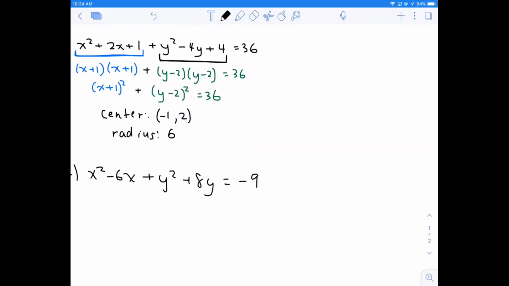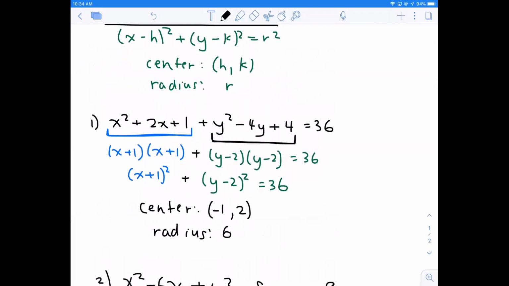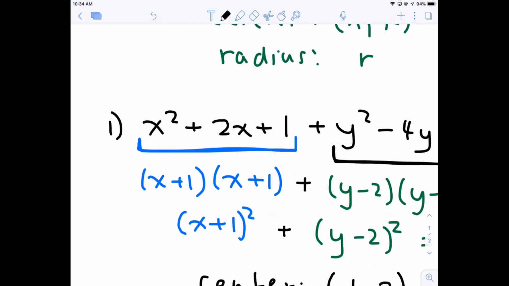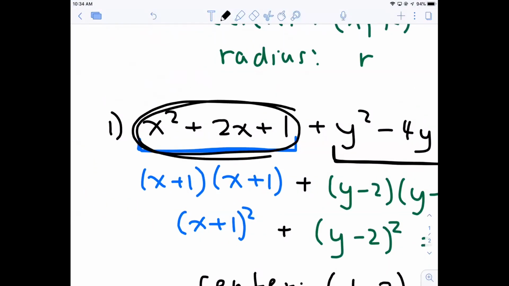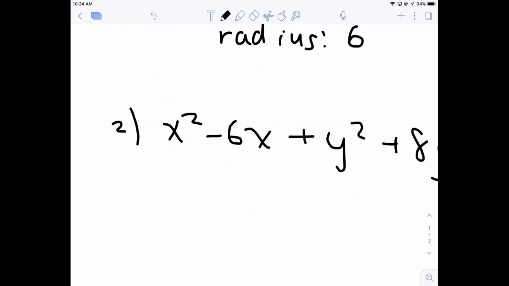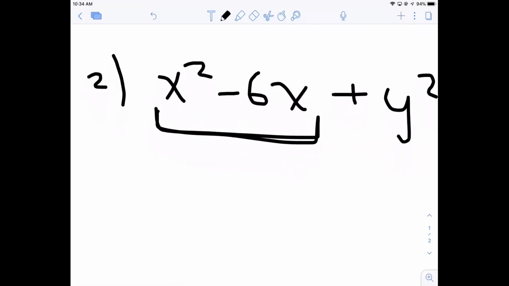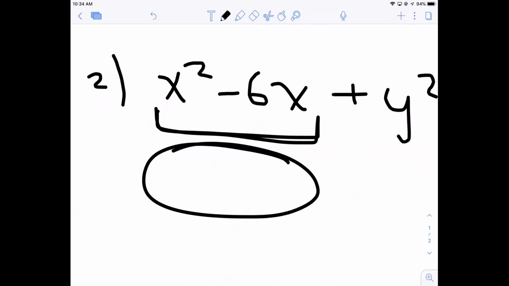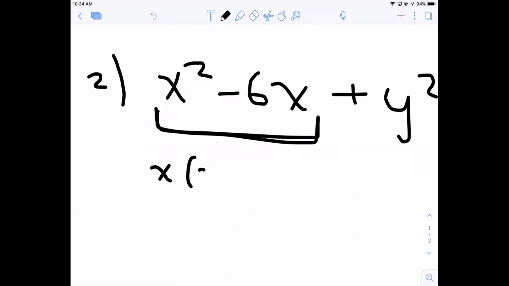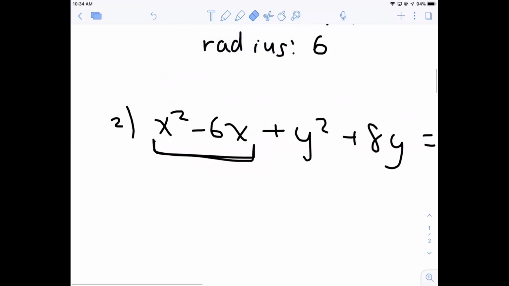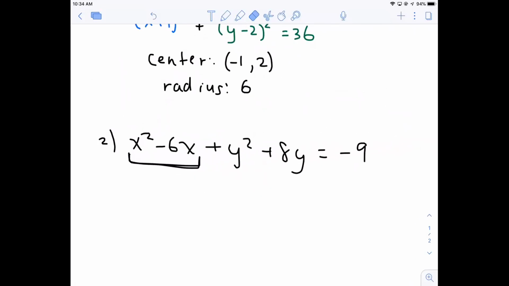And if you compare with the first one, you might notice that in the first one, I kind of gave it to you. I already gave you x squared plus 2x plus 1, which just factors to that. If we try the same thing here, we get x squared minus 6x. And how the heck do we factor that? Well, that factors to x times x minus 6. But that doesn't really work for us because that is not center radius form.